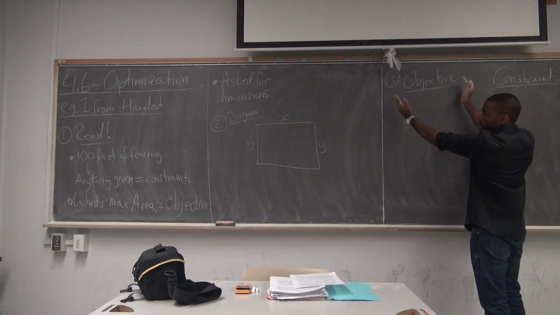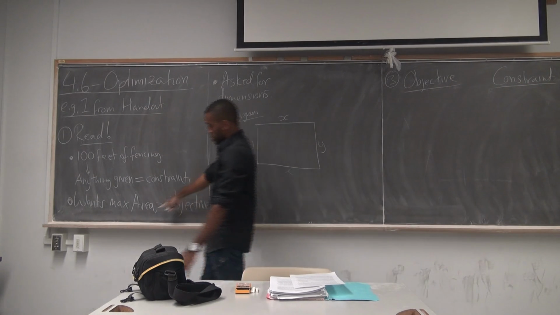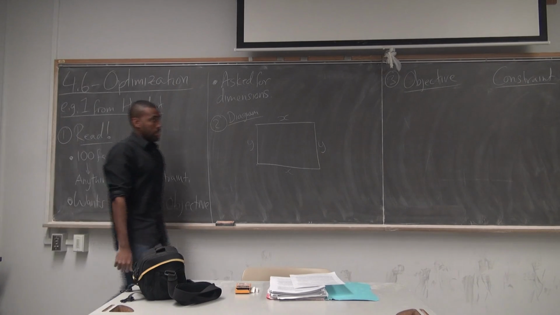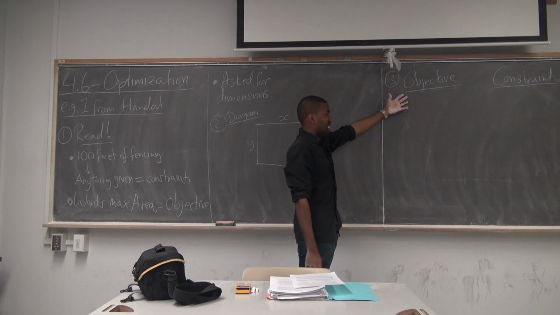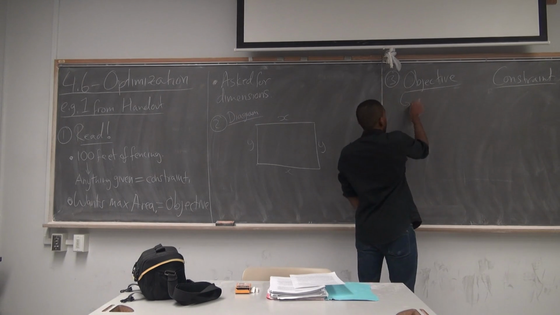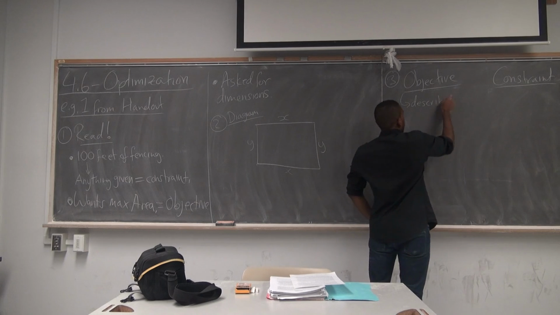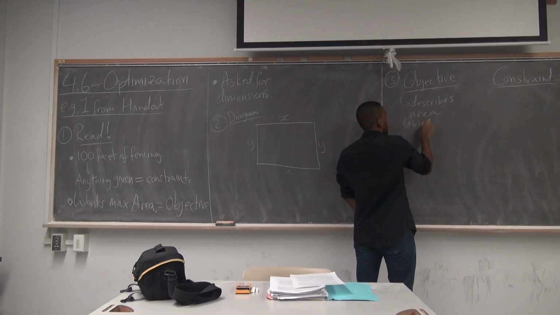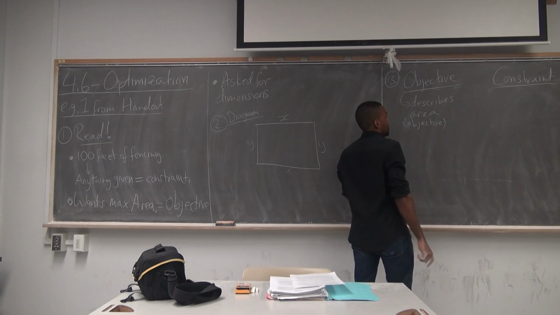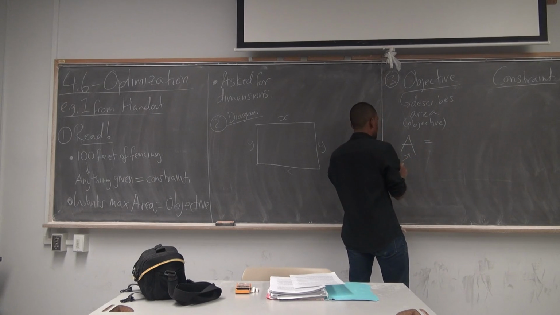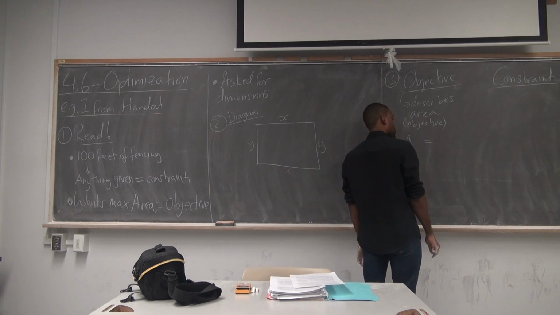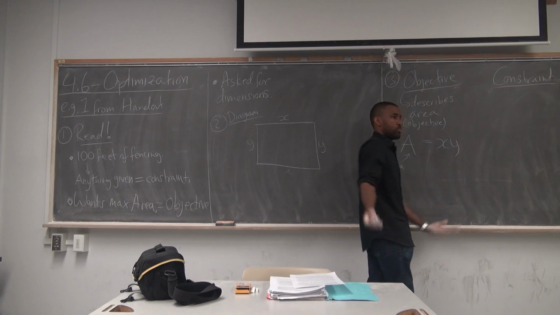Now the objective describes the thing you want to maximize or minimize. In this case, I want to maximize the area. Okay, so my objective equation is going to be an equation that describes area. Because that's the objective. So suppose A is the area. How can I write that as an equation based on the picture that I just drew? X times height. X times y, length times width.